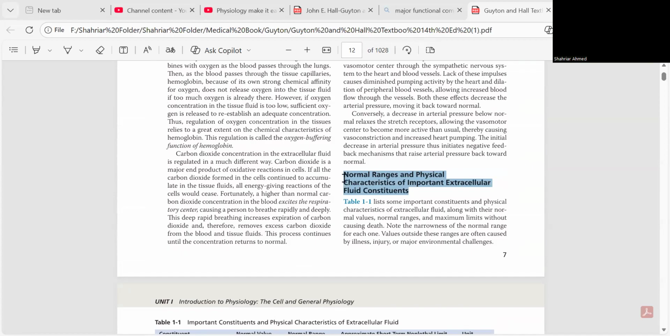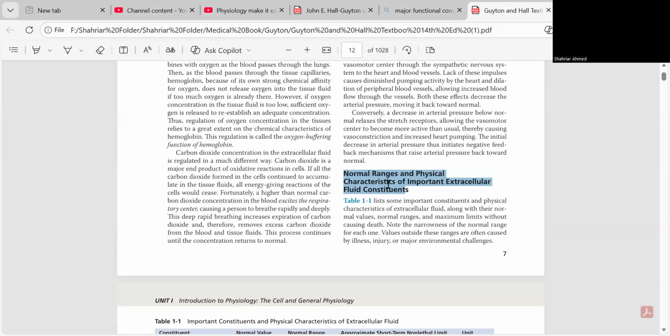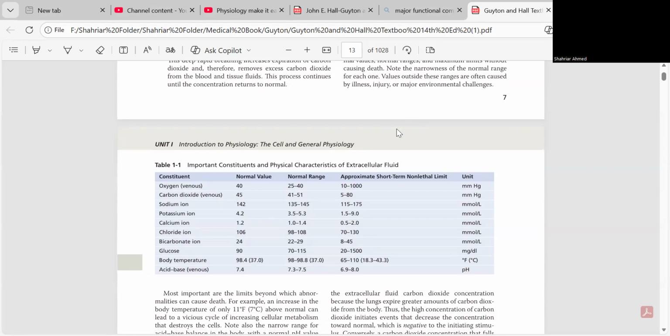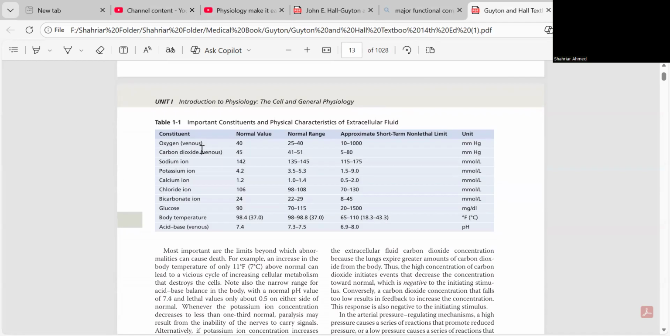In the previous discussion we stopped here, and next we'll start from here: normal ranges and physical characteristics of important cellular fluid constituents. Normal ranges of different constituents in the cellular fluid. You will have to know about ECF and ICF, their composition and their differences. In this chapter we will only discuss the extracellular fluid.